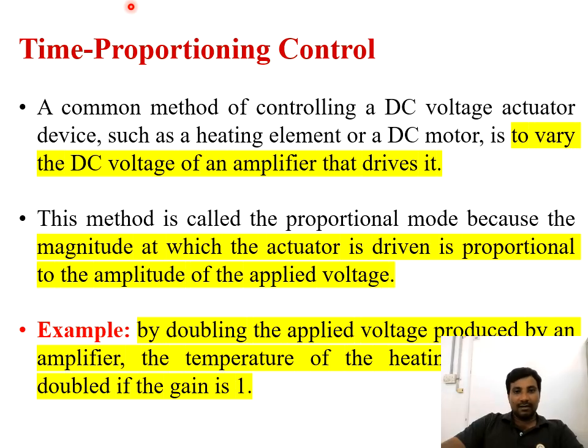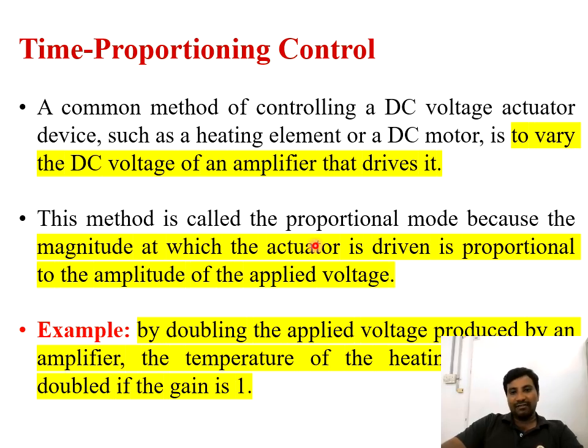Another controller mode is the time proportional controller. It is also called pulse width modulation because it controls an actuator by switching the output fully on or fully off by varying the periods of time. So here the average power that can be delivered to the load is controlled by changing the duty cycle.